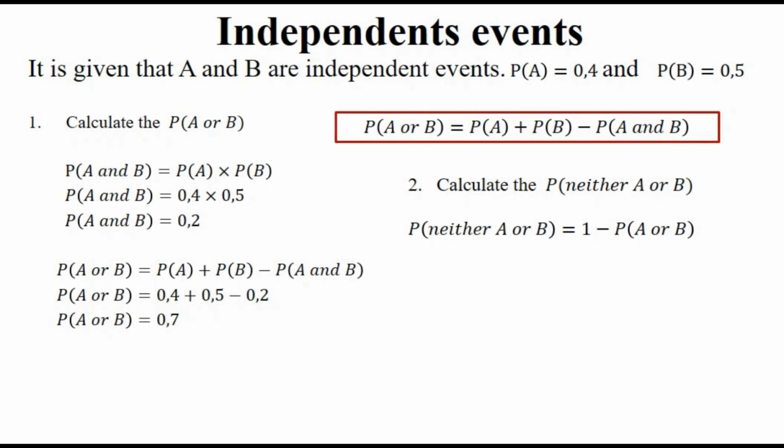Then, if we say the probability that neither A nor B occurs is equal to 1 minus 0,7, therefore the probability that neither A nor B occurs is equal to 0,3.